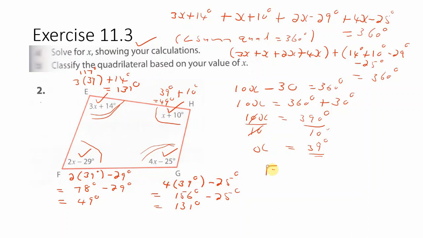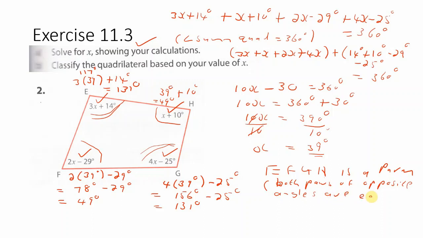So we can say EFGH is a palm, which stands for parallelogram. It's an accepted abbreviation. Reasons being both pairs of opposite angles are equal.